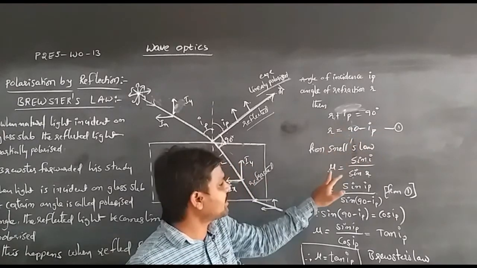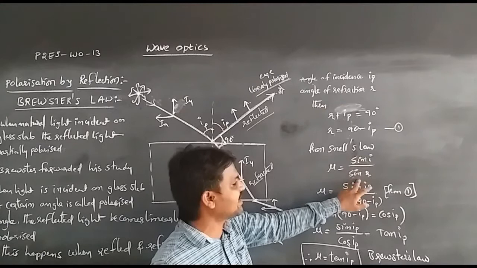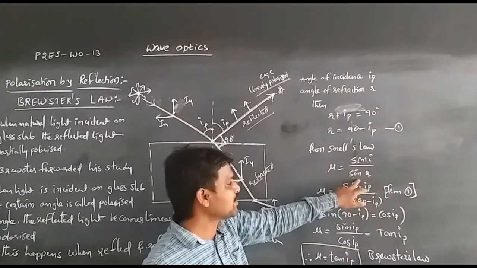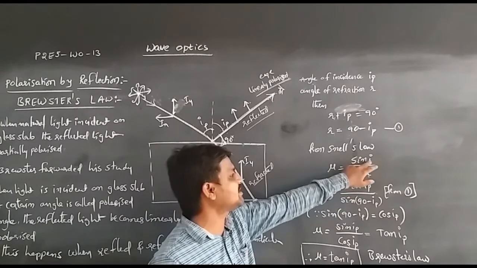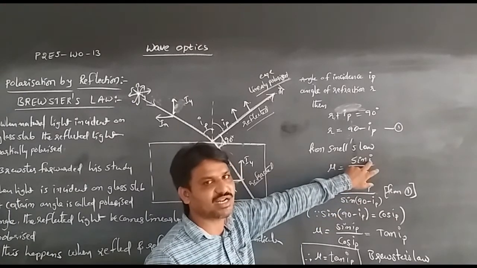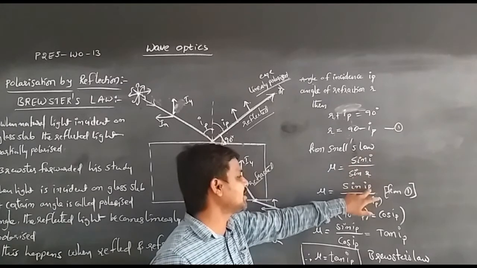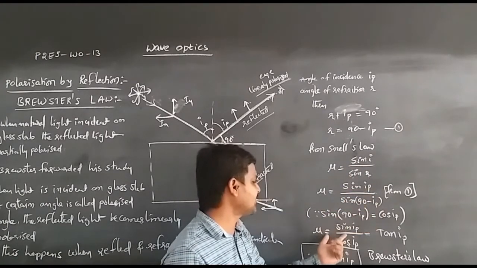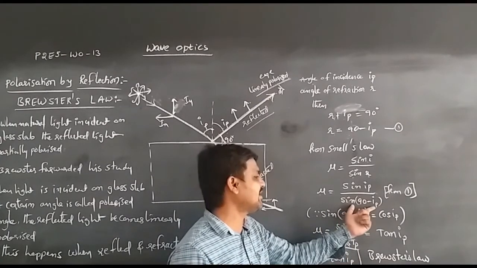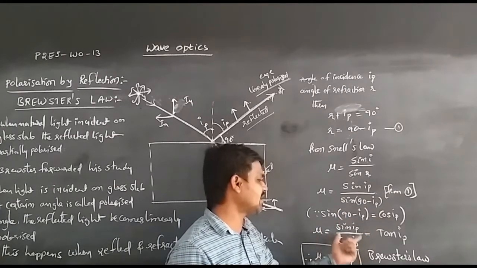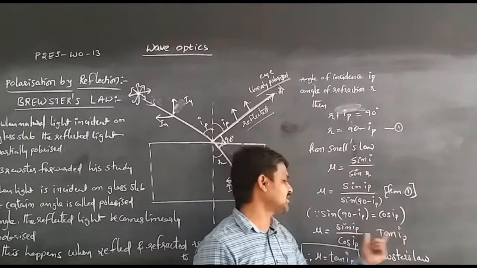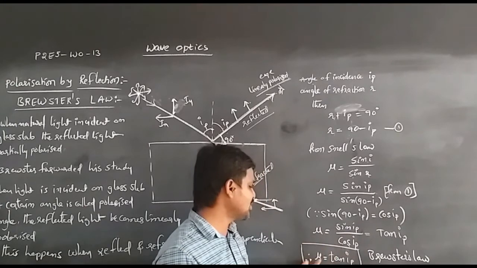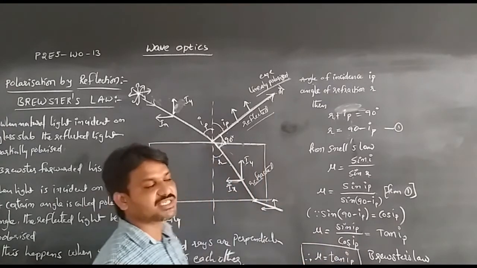Then from Snell's law, mu is equal to sin I by sin R. The angle of incidence is the polarized angle IP, so mu is equal to sin IP by sin of 90 minus IP. Since sin of 90 minus theta is equal to cos theta, and sin theta by cos theta is equal to tan theta, with theta being IP, the polarized angle, mu is equal to tan IP. This is Brewster's law.